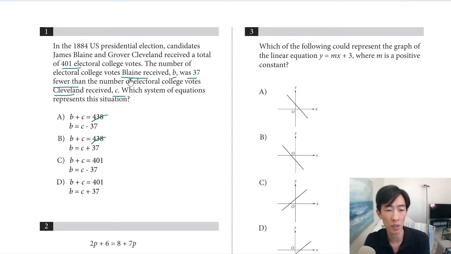Now it says the number that Blaine received, B, was 37 fewer than Cleveland. The way I tend to think of this is Blaine is the smaller one. So to get from Blaine to Cleveland, you've got to add 37. And this also means C minus 37 equals B. So going from C to B, you subtract 37. And looking at the answers, that shows us that C is the right one.